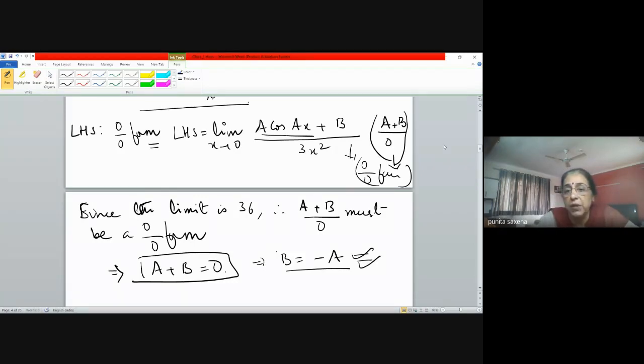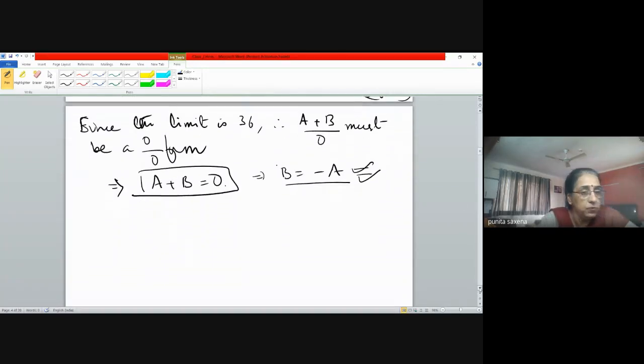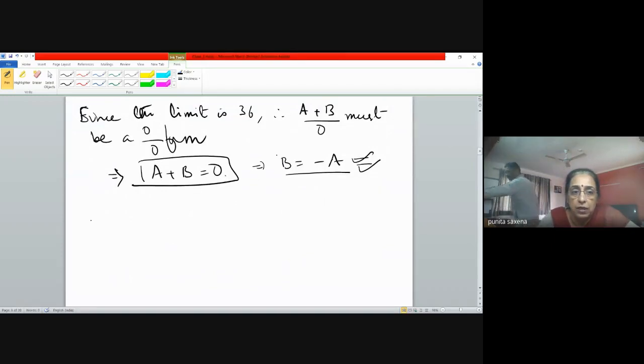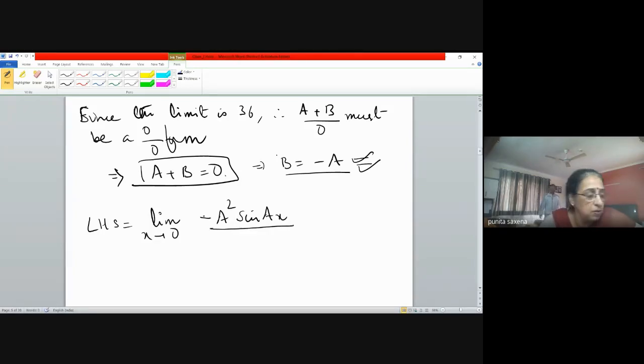Okay. And because of that reason, your left hand side again becomes equal to, we can write it as now limit x tending to 0. That means we can differentiate it once again because the limit is still a 0 by 0 form. And if you differentiate it once again, this will be nothing but, I'll have now minus a square sine ax. Now b is a constant, so its derivative will be 0 upon 6x.